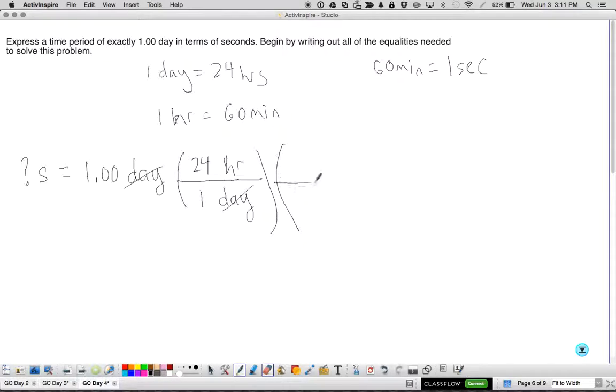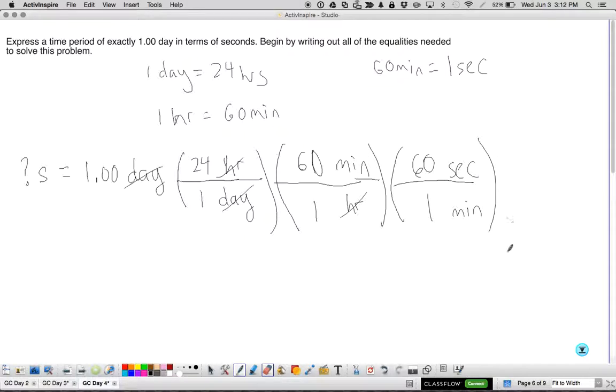All right, now I can do the same thing where I set up my next conversion factor. I'm going to put my hours on bottom. Now I can't go straight from hours to seconds. I'm going to stop off in minutes. There are 60 minutes in 1 hour. Now I'm not quite there yet. I have minutes right now. So I need one more conversion factor to go from minutes to seconds. There are 60 seconds in 1 minute. Now my minutes cancel out and I'm left with seconds, which is what I'm trying to find.